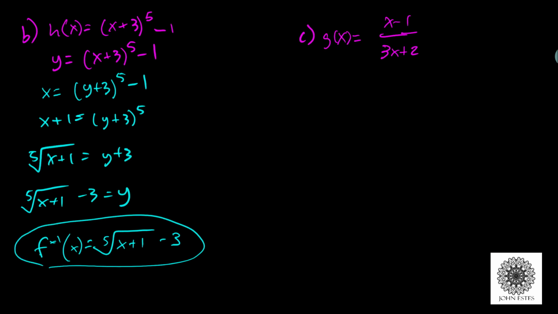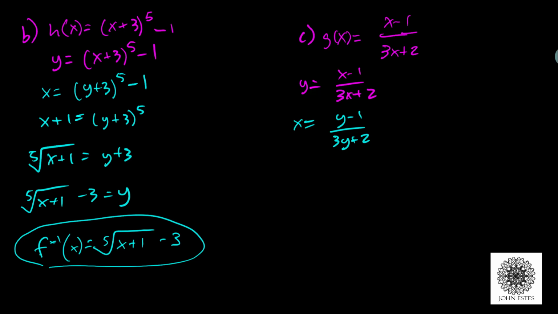Part C will do the same thing. I just want to show you the algebra. So here we have g of x equals x minus 1 over 3x plus 2. First thing we need to do is take it out of functional notation. And then I interchange x and y. Now this is the first time we've had more than one y. That's okay, I'll show you how to do it.